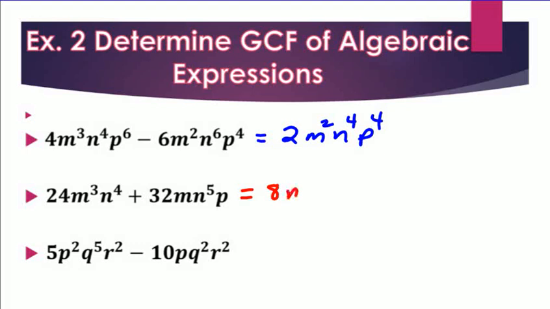The most m's I can take out is just 1. The most n's is 4. And the most p's, I can't take a p out because this first term does not have a p. And the last one here, greatest common factor of 5 and 10 would be 5. The most p's is 1. The most q's would be 2. And the most r's would be 2. So that would be our greatest common factor.